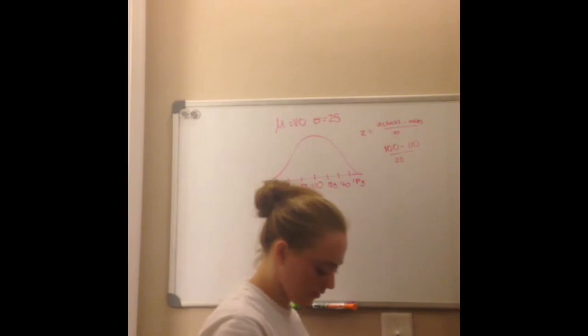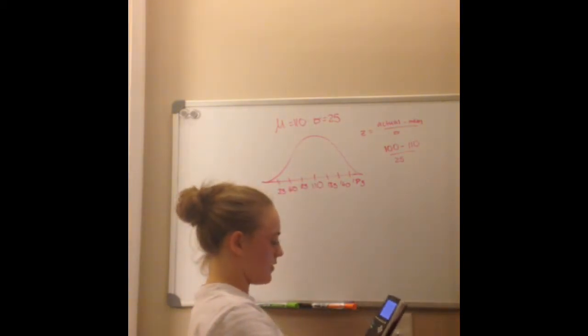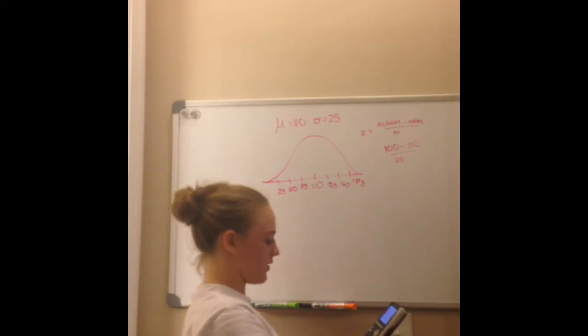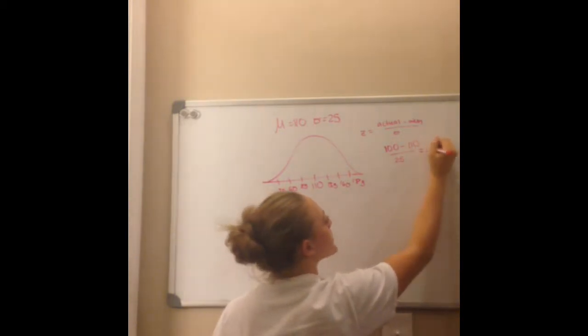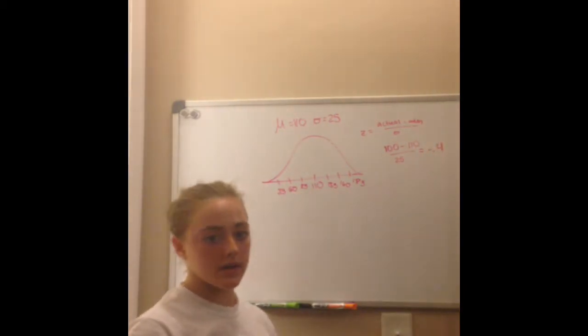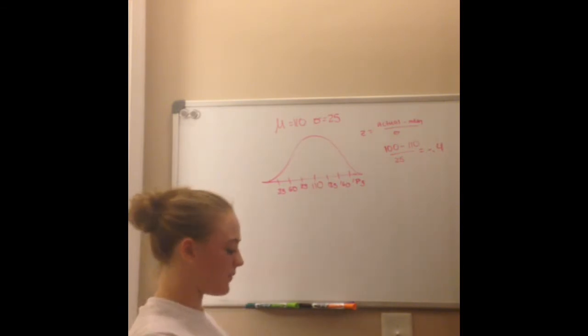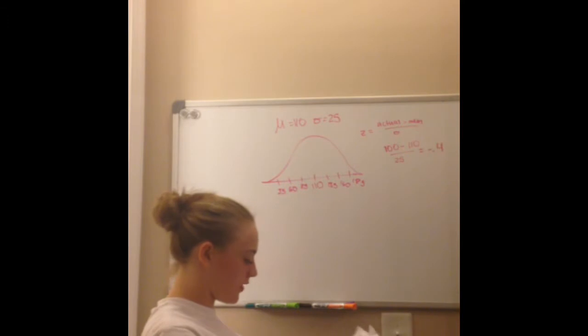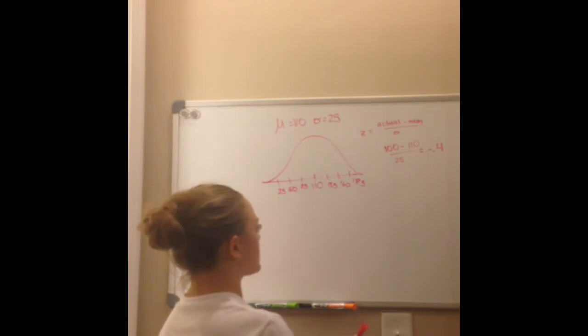We can go ahead and plug that right into our calculator. We get 100 minus 110 divided by 25. We get negative 0.4. Here we're going to need a resource. That's where we pull out our table A. We find negative 0.4, and the number that is associated with that is 0.3446.